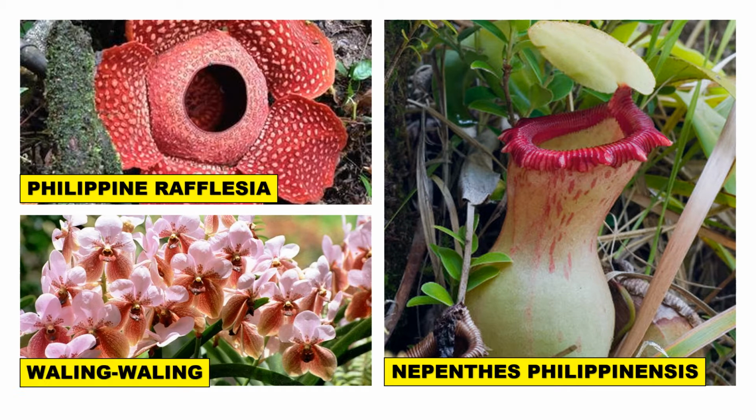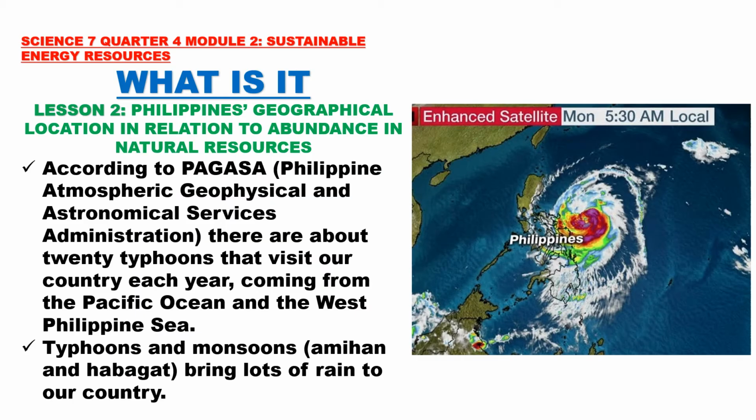Number 3, waling-waling. It is the rarest, most beautiful, and most expensive orchid among thousands of species that can be found in the Philippines. Waling-waling is dubbed as the Queen of Philippine Orchids. It is also worshipped as Diwata by the native Bagobos and was discovered in the year 1882.